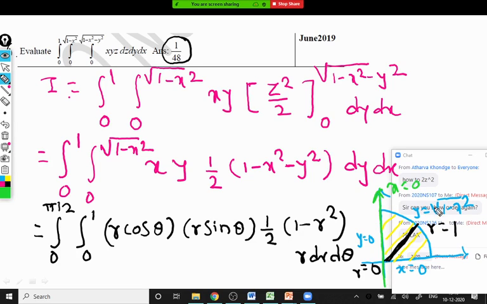What is x equal to 1? X equal to 1 is here. Then y equal to 0, and this is y equal to root of 1 minus x square. That's the region. You should draw it.